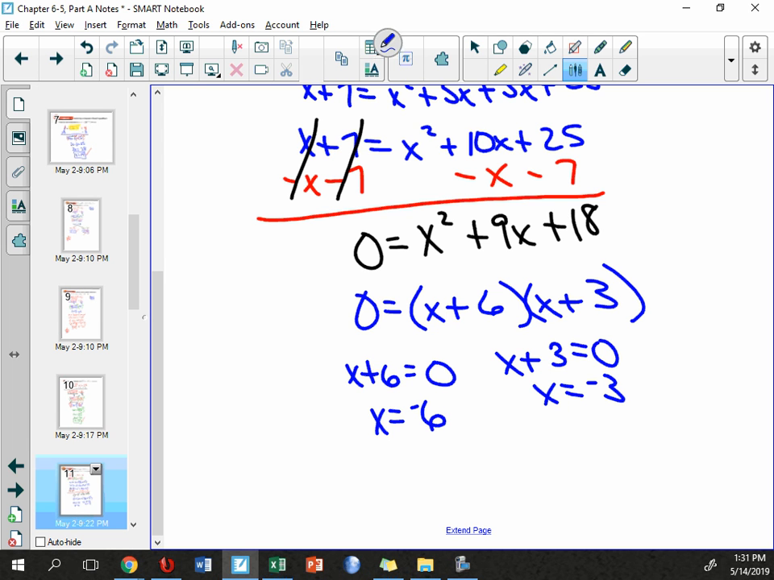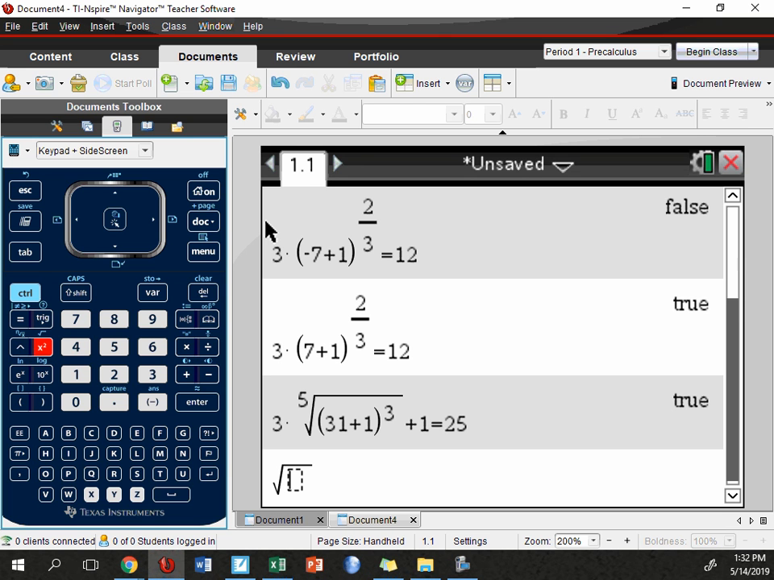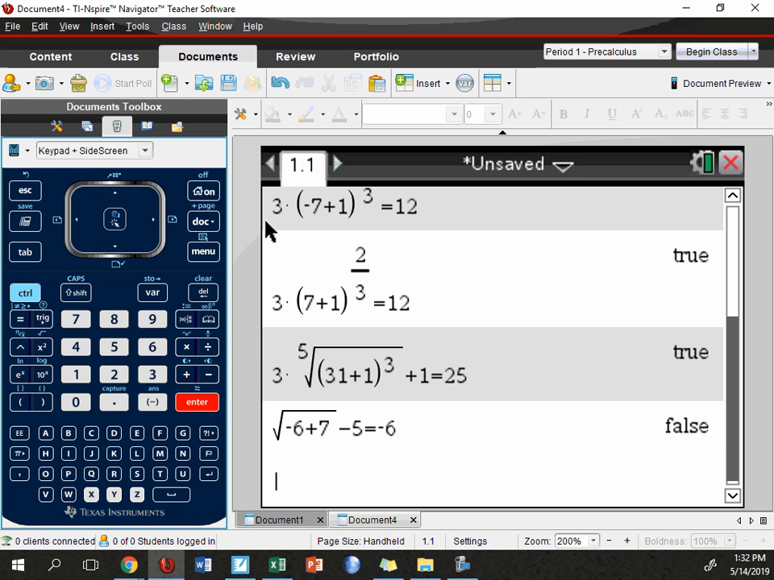Am I done? What should I do? I need to plug this in to confirm that one is equal or they both are equal or none of them are equal, correct? So if that's the case, I go right here and I say, all right, the square root. What is x equal to? What was the first one? Negative 6 plus 7, arrow out of there, minus 5 equals negative 6 and hit enter.